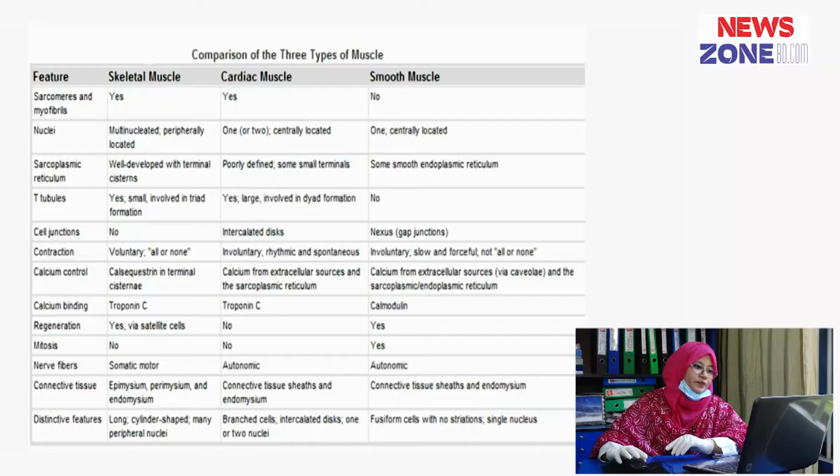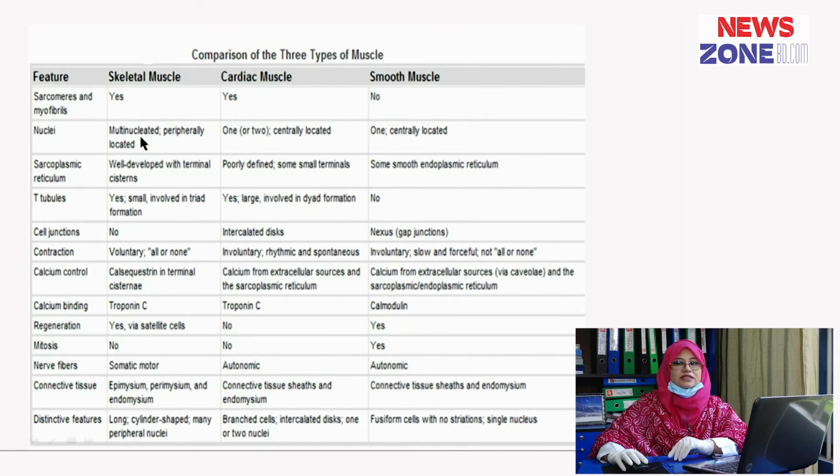Now, what is the comparison between skeletal muscle, cardiac muscle and smooth muscle? Sarcoplasm and myofibrils are present in skeletal muscle and cardiac muscle but not in smooth muscle. Nuclei: skeletal muscle is multinucleated with peripherally placed nuclei. Cardiac muscle has one or two centrally placed nuclei, and in smooth muscle there is a single nucleus which is centrally placed.